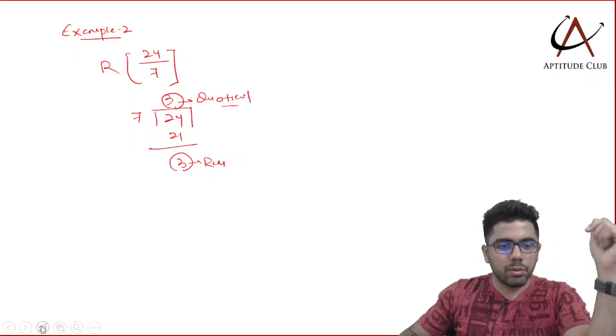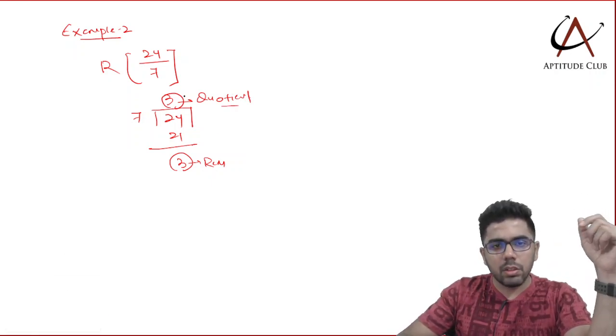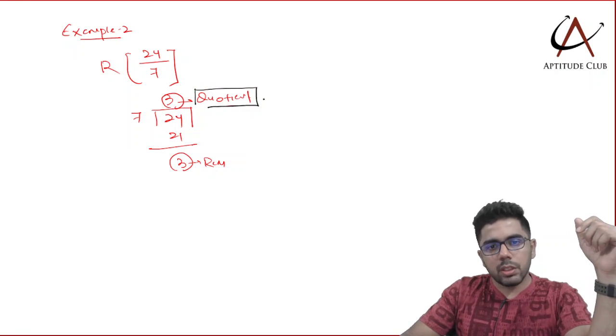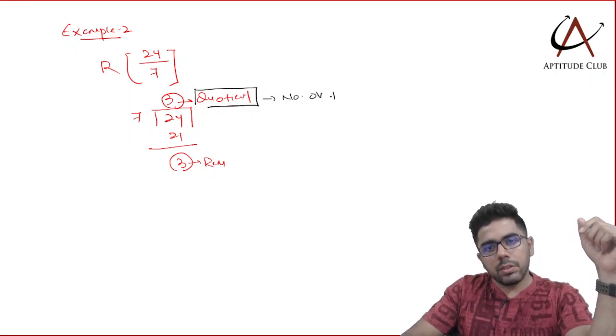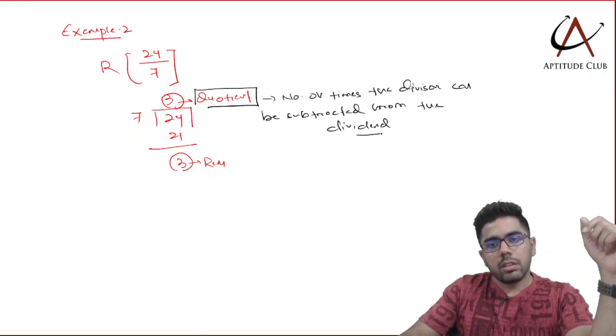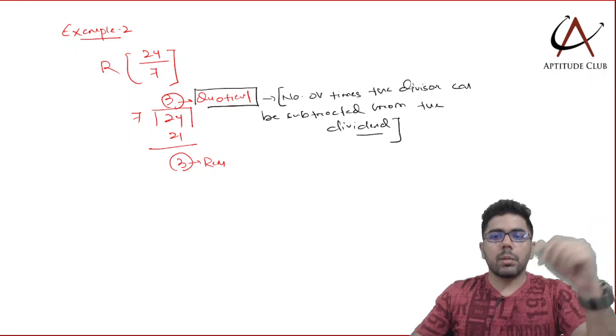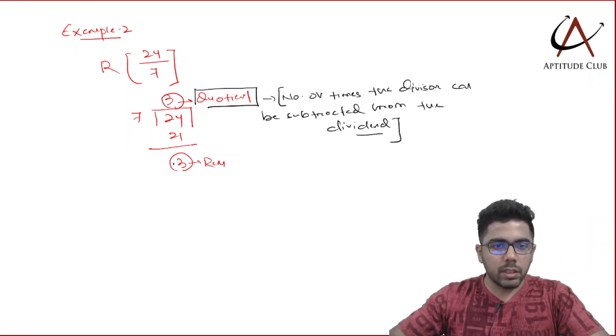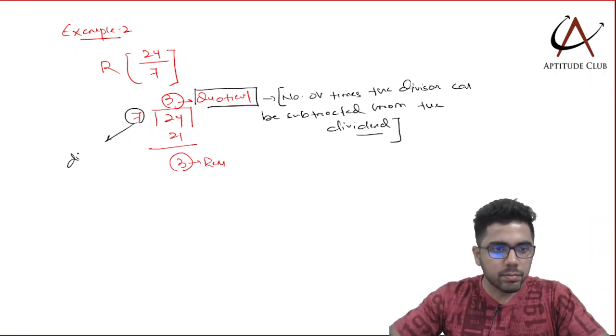What is the definition of quotient? We divide but we never really think about all these things. What do you mean by quotient? Quotient is the number of times the divisor can be subtracted from the dividend. The meaning of quotient is this: the number of times you can subtract the divisor from the dividend. This is your divisor and this is your dividend.